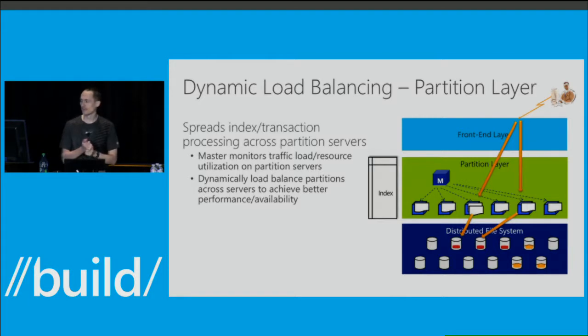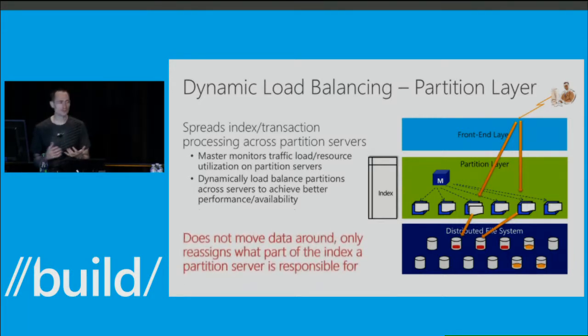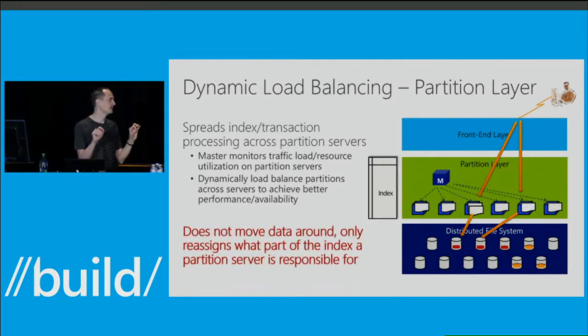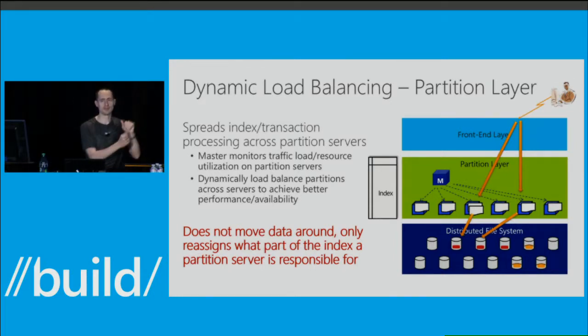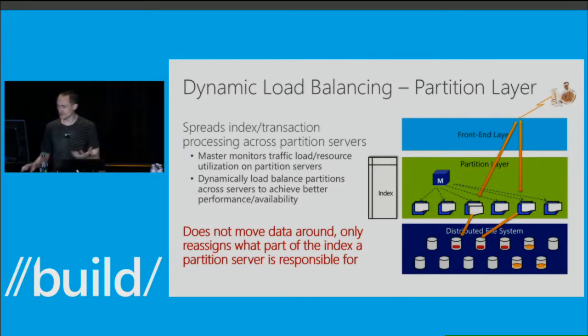Okay? So one of the very important things here is that when doing this TPS load balancing, we actually don't move any data around. As you can see, we haven't moved any data around in the DFS layer. All we're doing is taking part of the partition range index and saying, okay, server X, stop serving that part of the index. Server Y, start serving that part of the index. That's all we're doing.